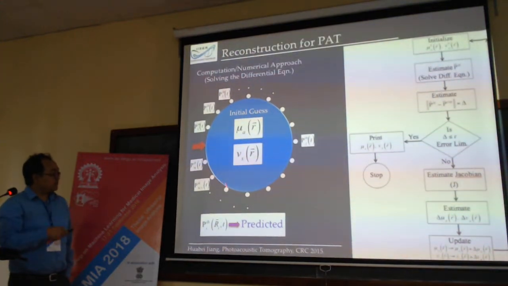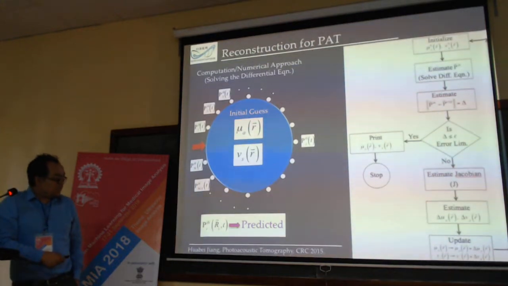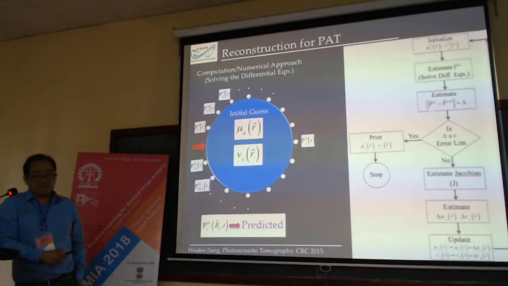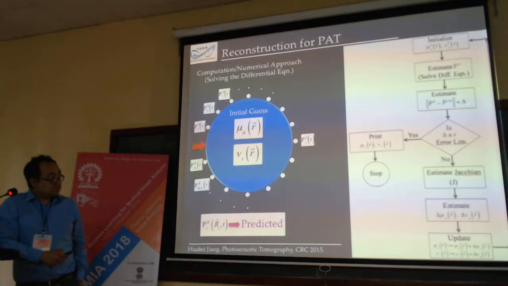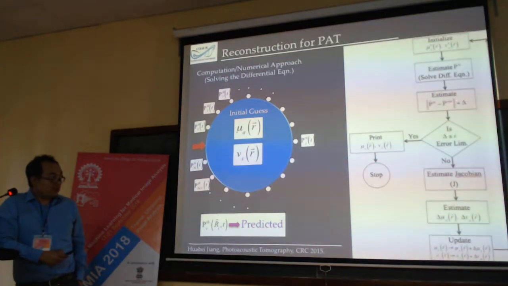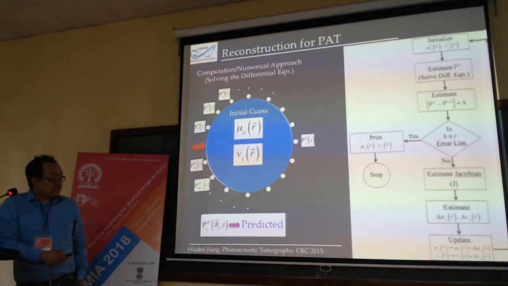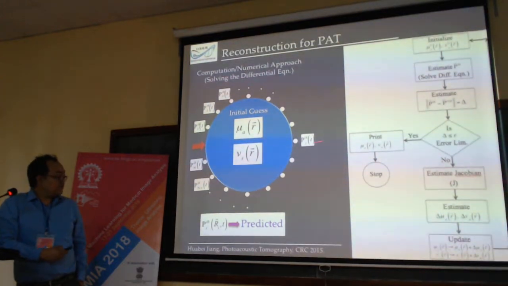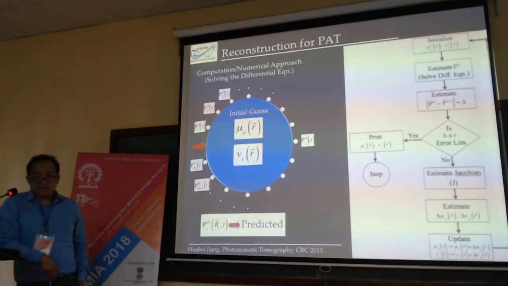Now, then what? We predict this. Then we check whether this prediction matches our experimental measurement. If not, this is the error between the prediction and our experimental measurement. If this error is less than the error limit, then we consider that this is the distribution of the parameters.